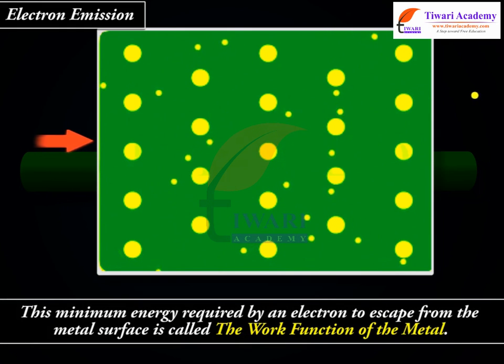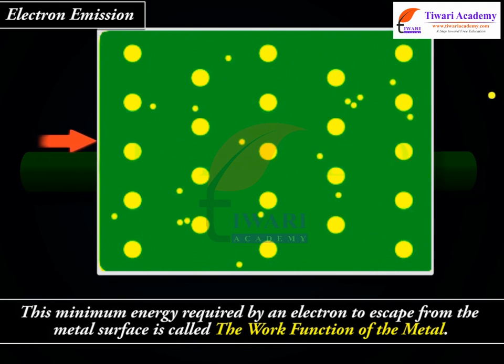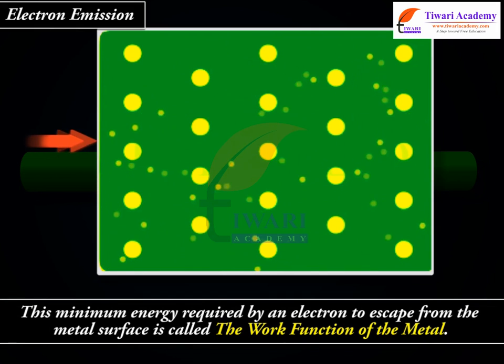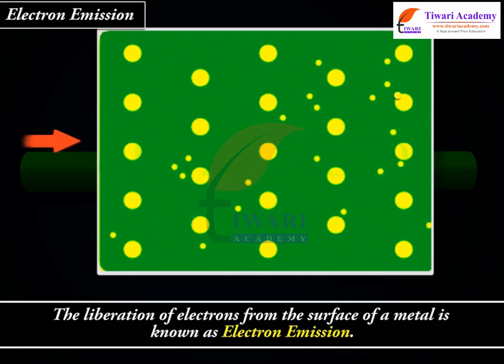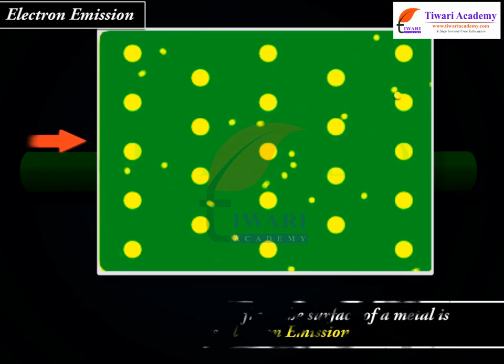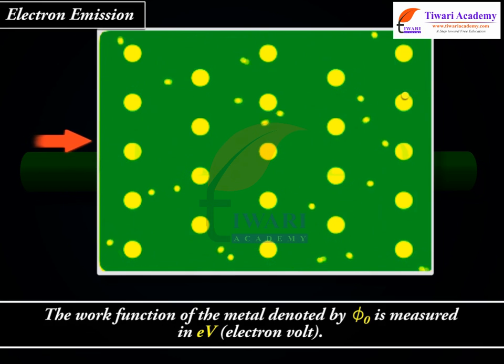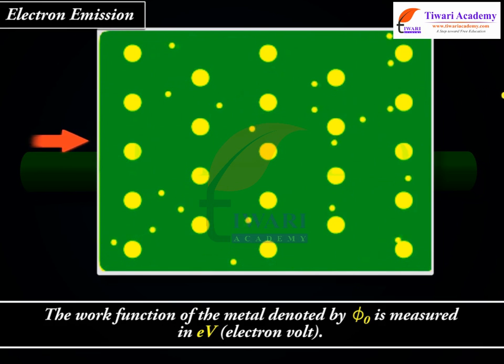This minimum energy required by an electron to escape from the metal surface is called the work function of the metal. The liberation of electrons from the surface of a metal is known as electron emission. The work function of the metal, denoted by phi naught, is measured in eV, electron volt.